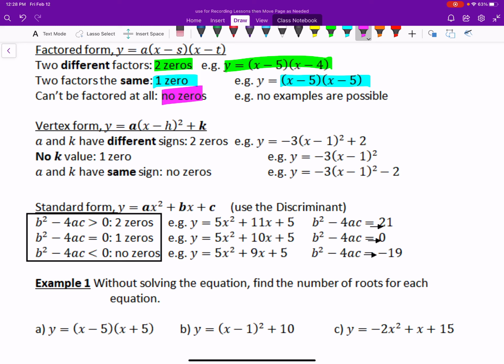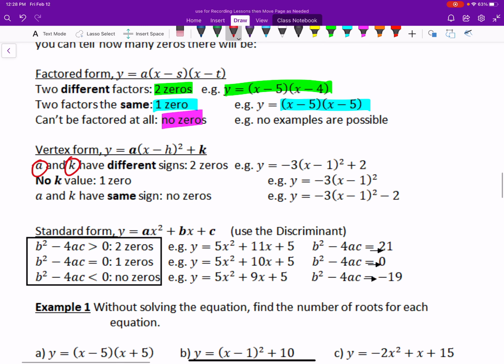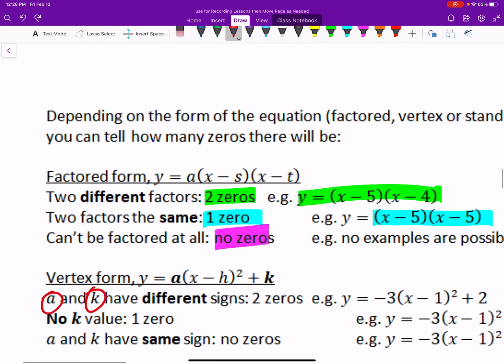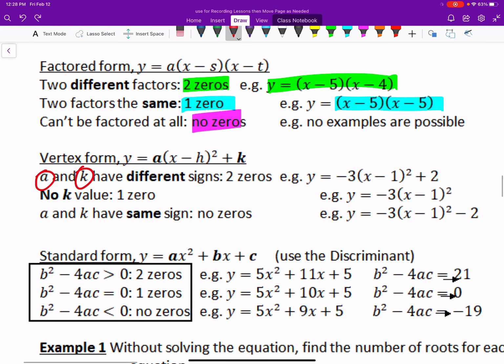If it's in vertex form, what we want to look at is a and k. A tells me the direction of opening, and k tells me where the y value of the vertex is. So if a and k are different signs, in other words, if k is negative, for example, like it would be here, k in this case would be -1, right? So if k is negative, but the parabola opens up with a positive a value, it's going to cross the x-axis in 2 places. Or vice versa, if k is positive and a is negative, it'll still cross in 2 places. So we're going to have 2 zeros if a and k have different signs.